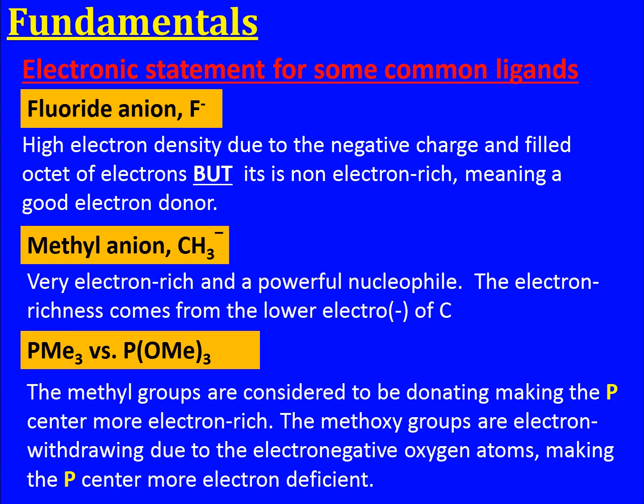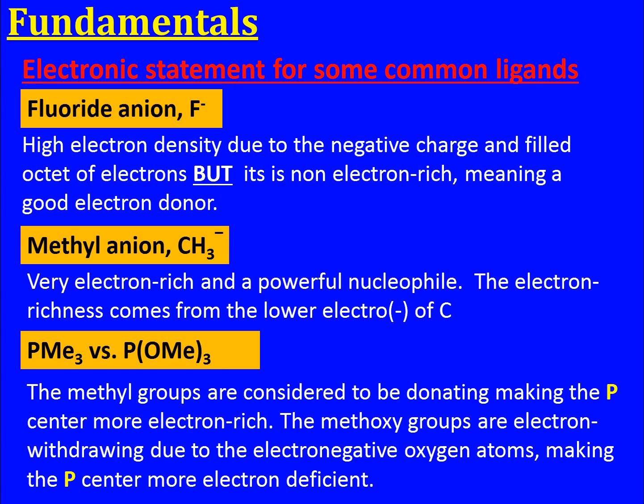And what is the meaning of a less stable bond? If you have an organometallic complex with a bond MF, that means the bond is unstable and M can release the fluoride F minus easily. Consider the methyl anion CH3 minus. CH3 minus is a very good donor, and the electron richness comes from the lower electronegativity of carbon.